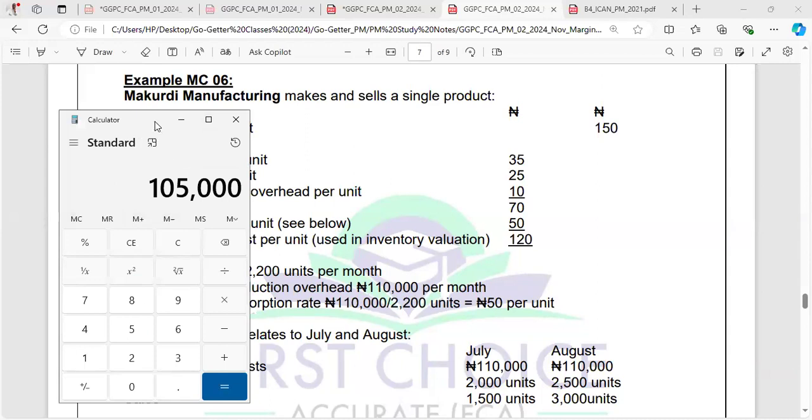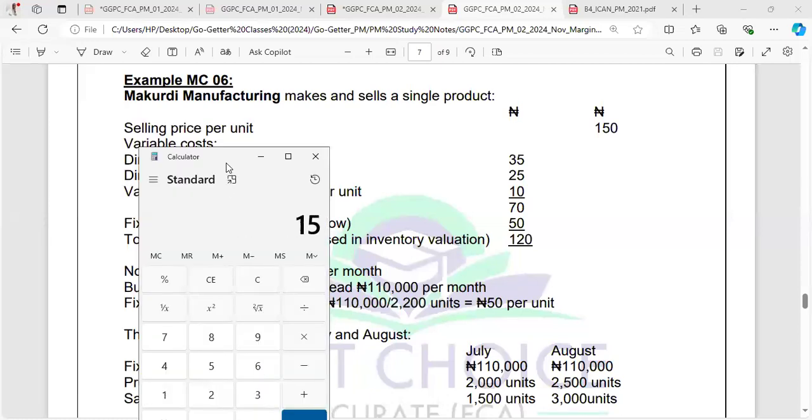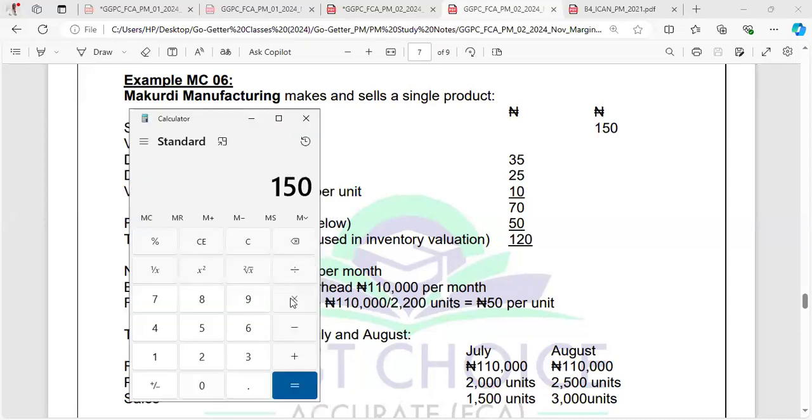Then our selling price is 150. How many did we sell? We sell 1,500 multiplied by 150. That means we have 225,000 minus 105,000. It means 120,000 is our contribution.